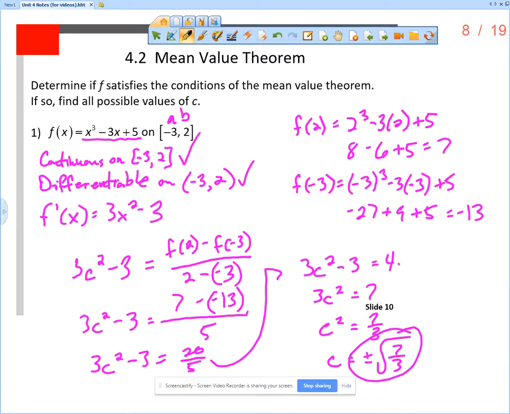Now remember, the mean value theorem guarantees that there is at least one answer. In this case, there were two, like that example I drew earlier. But what if you solve for c here and both of these numbers are not between negative 3 and 2? Well, if that is the case, you made a mistake in your algebra or in your work somewhere, because the mean value theorem says there must be a number in between negative 3 and 2 where the derivative is equal to the slope of the secant. All right, so that is slides 9 and 10, and we will be doing 11 and 12 in class.